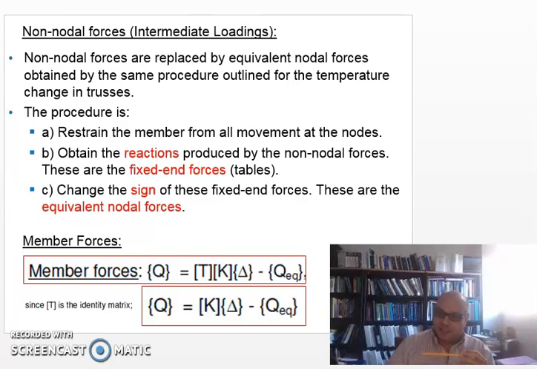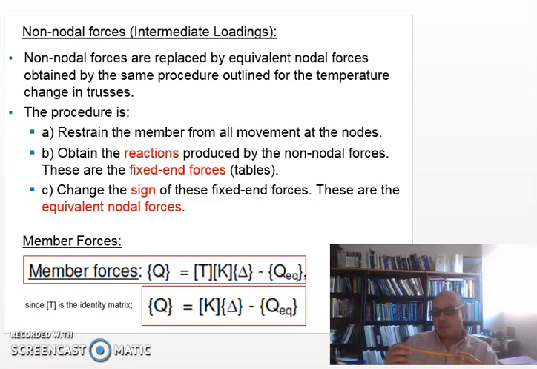Right. Hello, everyone. So let's see the last presentation that's pertaining to the beam stiffness matrix. We talked earlier and we had three examples on beams, how to develop the stiffness matrix for the beams, how to solve F equals K times D, and how to find the unknown displacements and how to find the reactions.